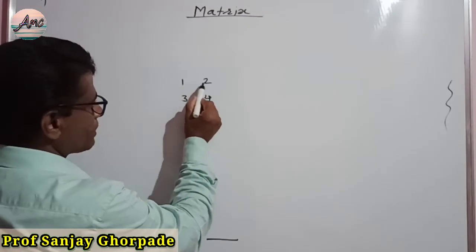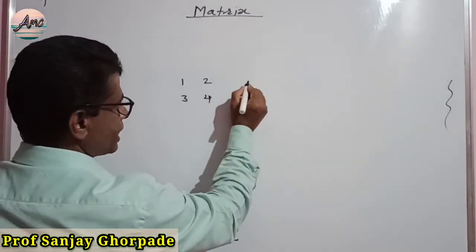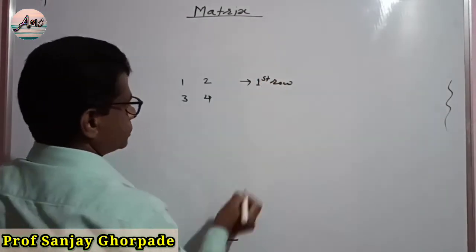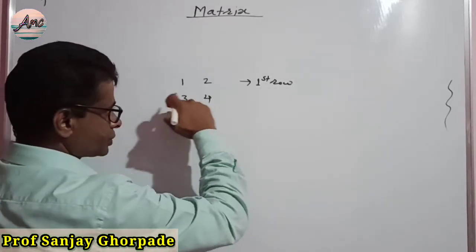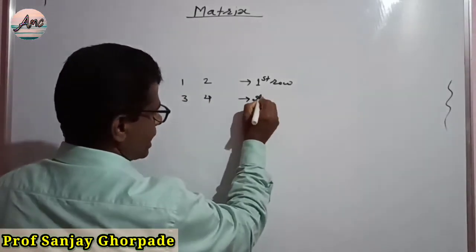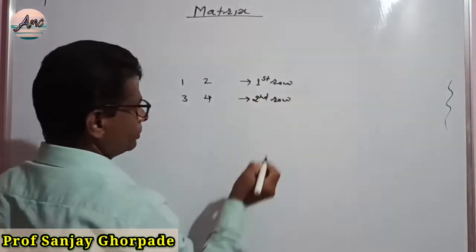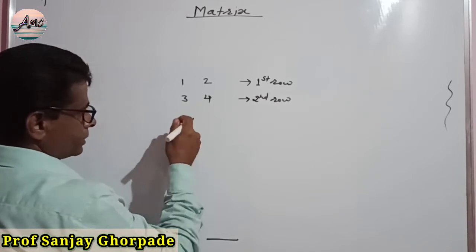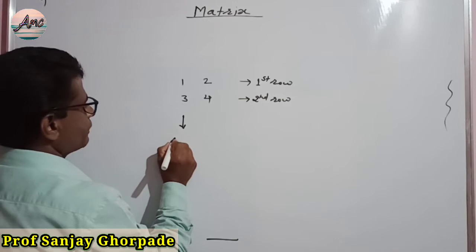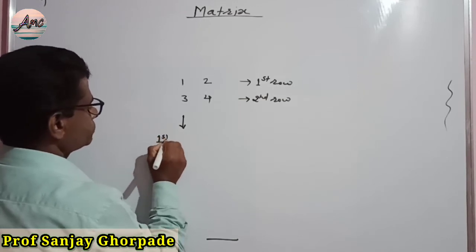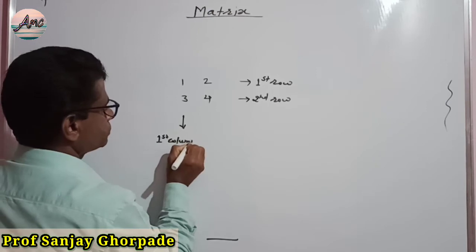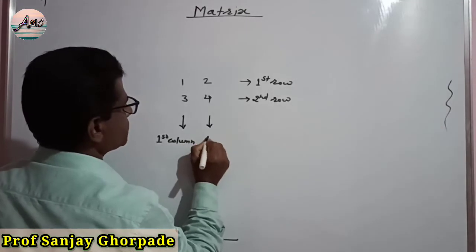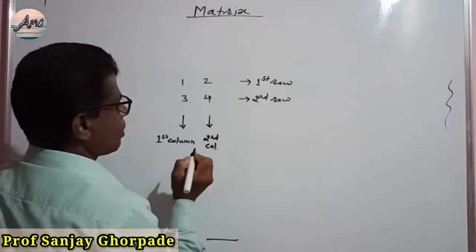So the numbers 1, 2 are placed in a horizontal way. This is to be considered as the first row. The numbers 3, 4 are placed in a second horizontal way. This is to be considered as the second row. The numbers 1, 3 are placed in the first vertical way, so this is the first column. The numbers 2, 4 are placed in the second vertical way, so this is to be considered as the second column.